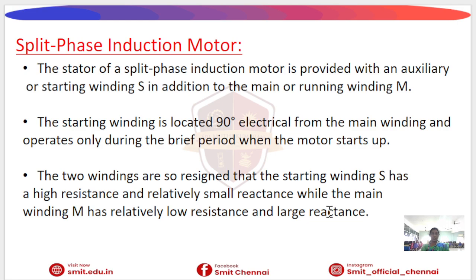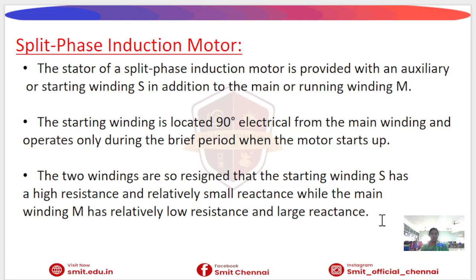The main important difference is that the main winding has a low resistance and high inductance. Think about that. The main winding has a low resistance and high inductance, whereas the starting winding has a high resistance and low inductance. So that is the main difference. So why are different resistance and inductance used here? To create the phase difference between the currents.